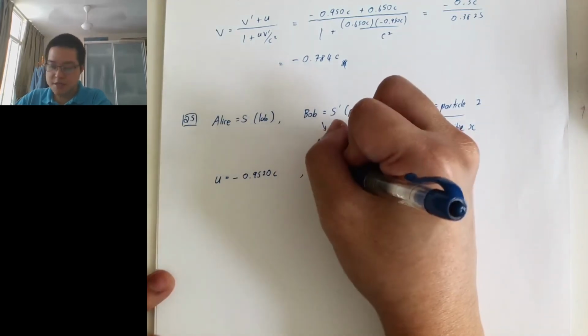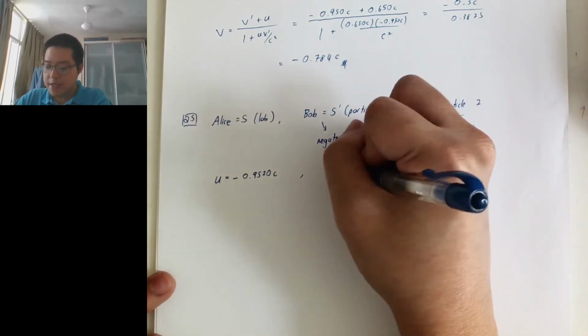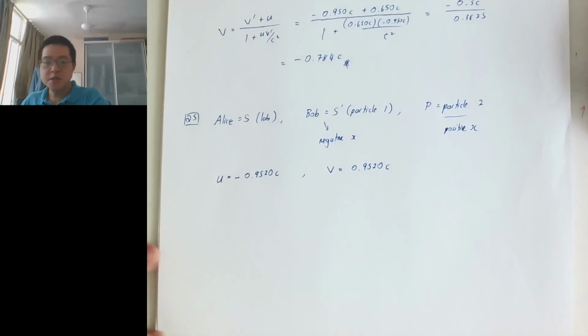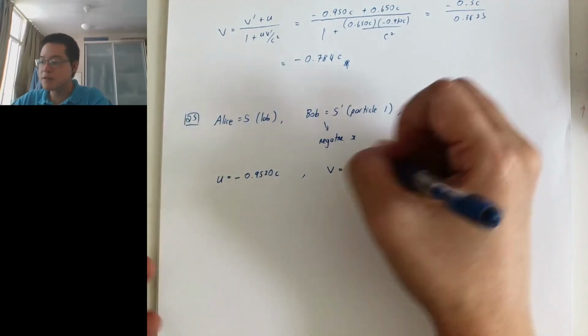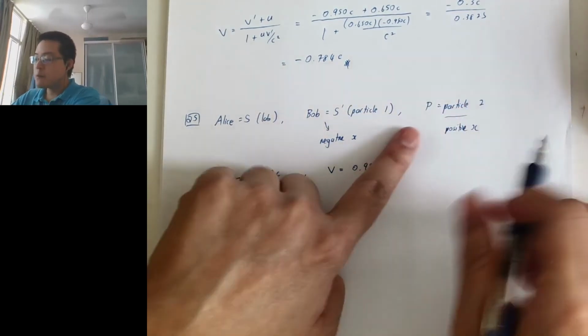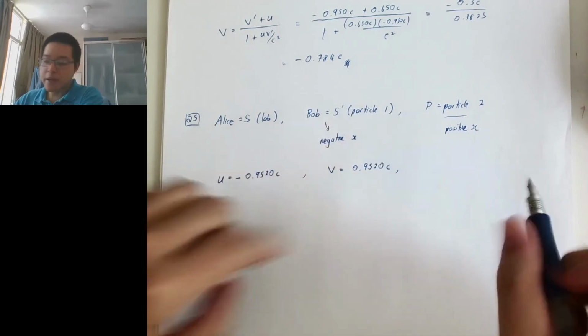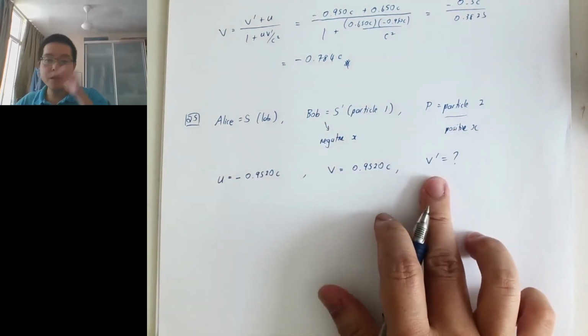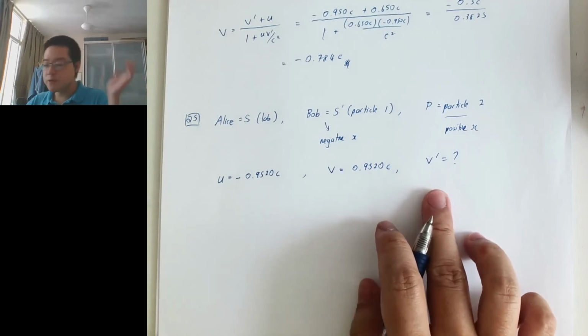So this is v measured by Alice, which is 0.520 c. And then we want to determine the magnitude of the velocity of one particle relative to the other. That means one particle relative to the other particle. So what is the velocity of particle 2 relative to Bob? What we are looking for is v prime.